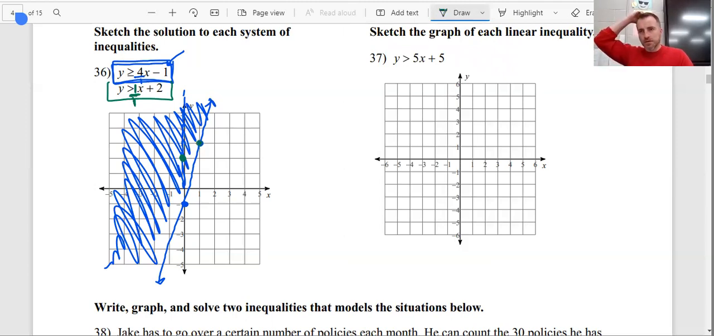And so that blue point would be a really good point to investigate because this one needs to be a dashed line. When you draw a dashed line, you're saying that the line itself isn't a part of the solution. It's only the barrier between solution and not a solution. So this one also says greater than, which means the solutions are above that line in the green shaded area.